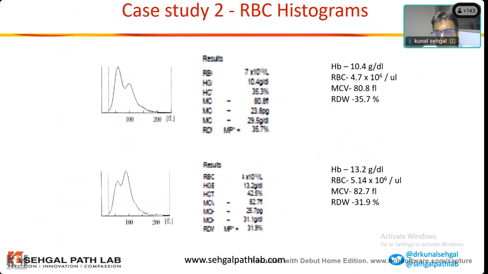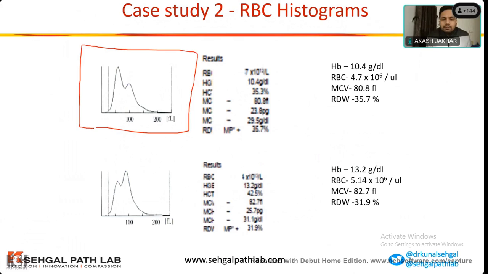Now I am going to move to Dr. Akash again. Dr. Akash, can you interpret this histogram over here, this one? What is happening? Sir, it is shifted to the left side. Okay. Anything unusual about this histogram?